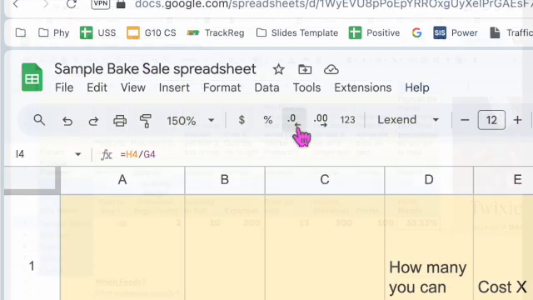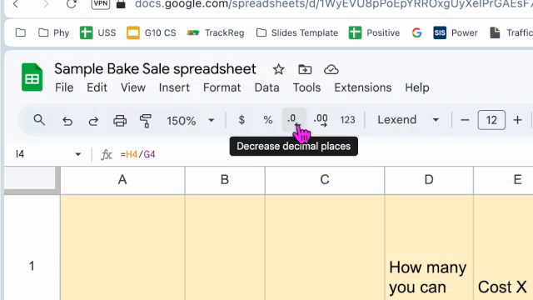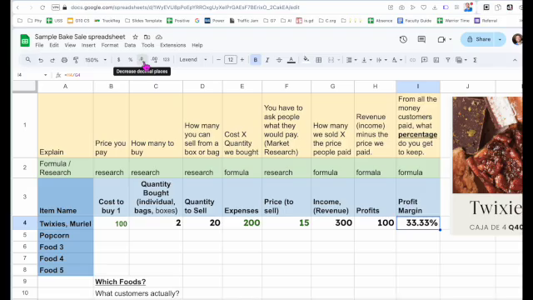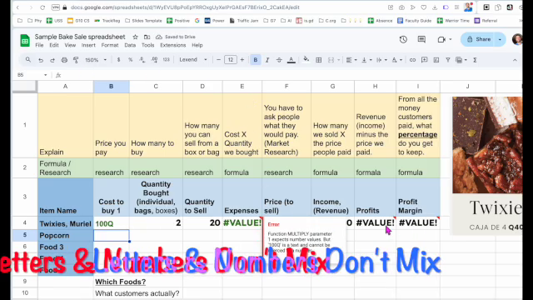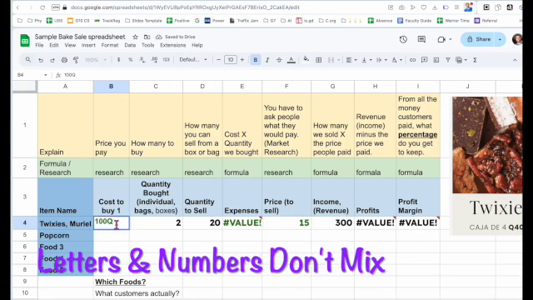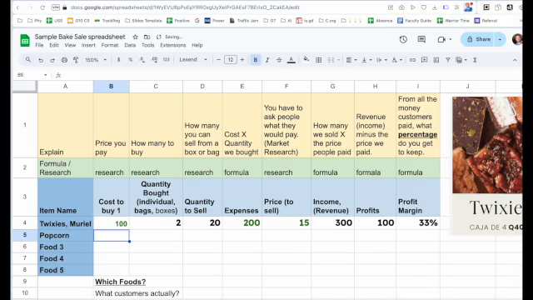Okay, I'm going to take this button right here and decrease my decimals. I'm just going to clean some things up real quick. So this decimal goes down to that. And I told you we don't want to type in the Q's in these formulas. As soon as you type in a Q, it makes the formulas get messed up and nothing works. So don't mix up letters and numbers in your spreadsheets.